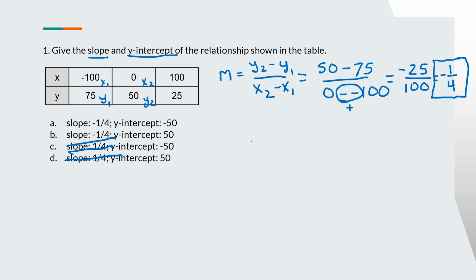Now, let's find the y-intercept. Well, one of those rules says that the y-intercept is (0, b), which means the x-coordinate is always 0, and when the x-coordinate is 0, the y-coordinate is b. Well, here I've got an x-coordinate that's 0, which means my y-coordinate is b. So my b is a positive 50. So I'd go down here, and I've got negative 1/4, positive 50, which means B is my correct answer.